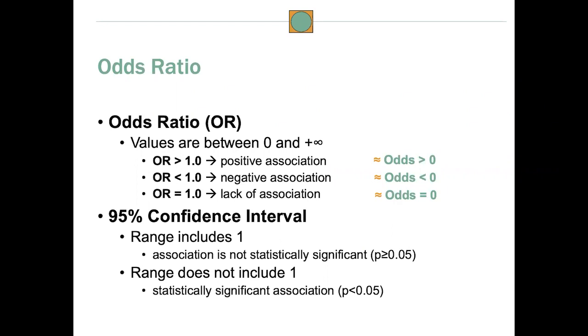So the 95% confidence interval is also useful for the odds ratio and tells us whether or not the association is statistically significant. So if your 95% confidence interval includes 1, then your association is not statistically significant. So that means your p-value is greater than 0.05. And if your 95% confidence interval does not include 1, then your association is statistically significant. So that means your p-value is less than 0.05.